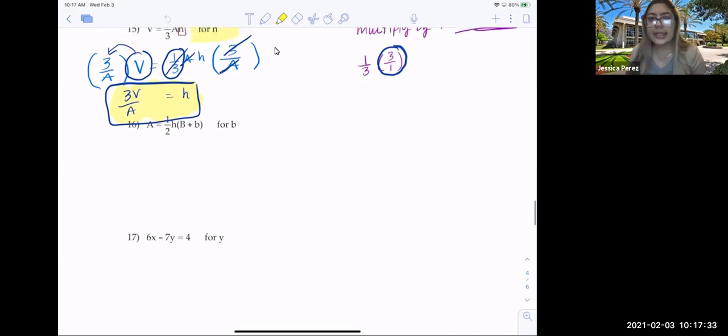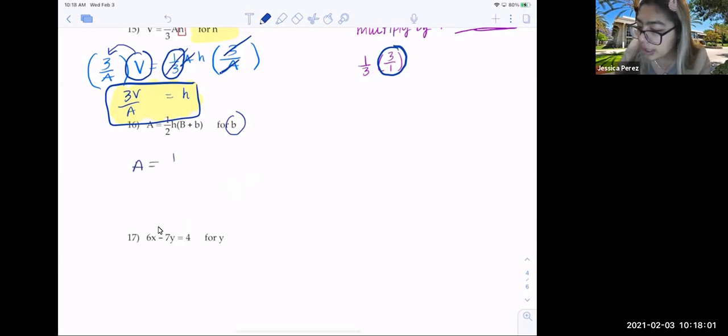So let's look at question 16. Let us solve for the little b. There's two different ones and they're saying we want to solve for little b. And you might say, well, we want to distribute. I'm going to say, well, wait before you distribute because it's going to complicate your answer and your problem. So instead, I have A equals 1/2 h parentheses big B plus little b.